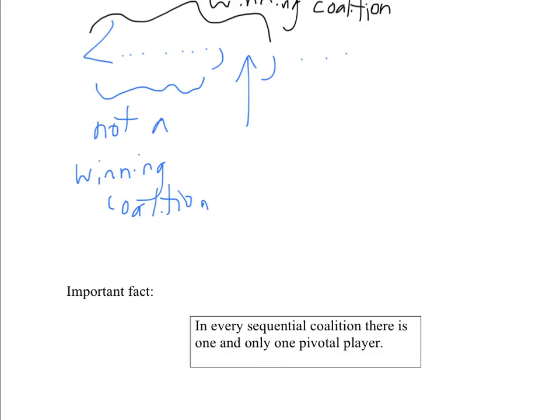Here, in a sequential coalition, you are guaranteed to find one and only one pivotal player. Pivotal always means pivotal in that sequential coalition. There's no such thing as being pivotal in general, there's only pivotal in a specific sequential coalition.